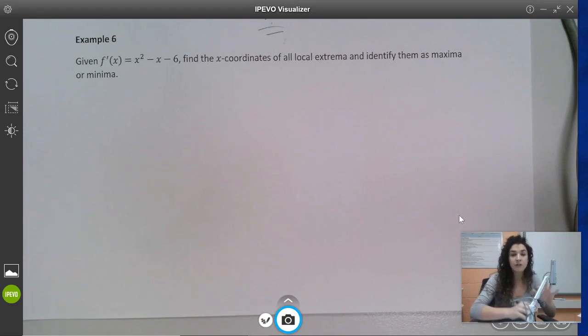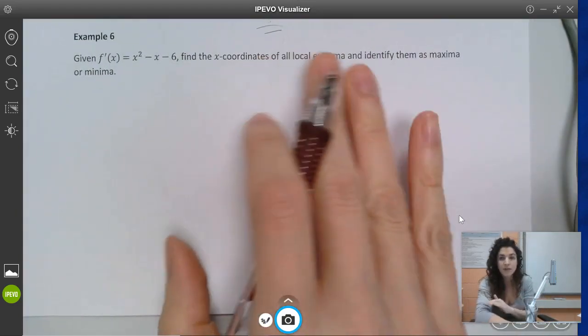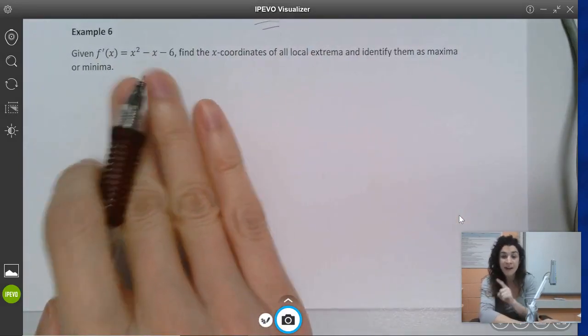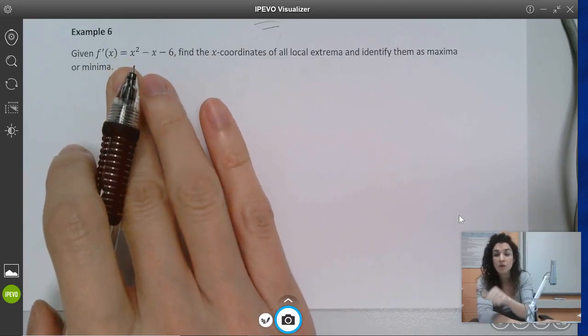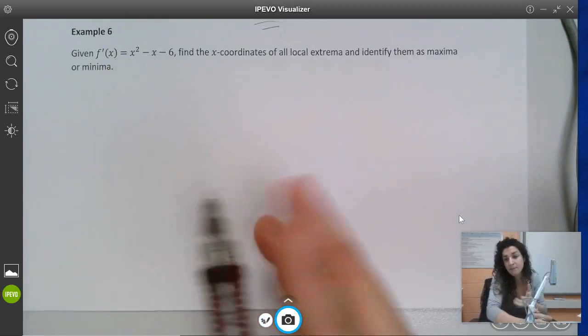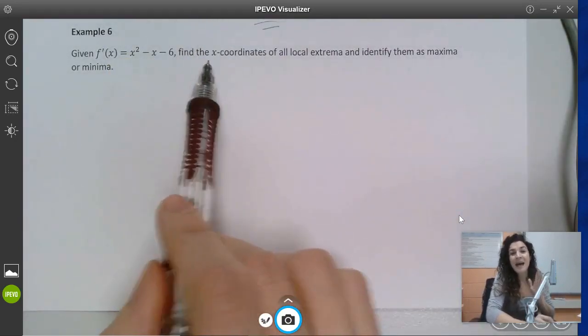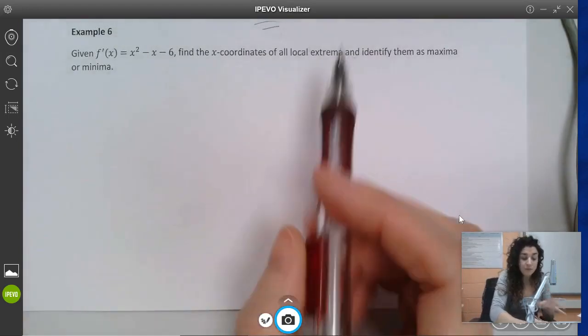So here's the derivative, and it says just find the x-coordinates, which is all we can do right now. We can't find the y-coordinates of the maxima or minima because the only thing we have is the derivative, and right now we only have one way. We only know how to find the derivative. We don't know how to undo the derivative yet, but we will learn it eventually. So we want to find all the x-coordinates of the local extrema, which is your maximum or minimum.